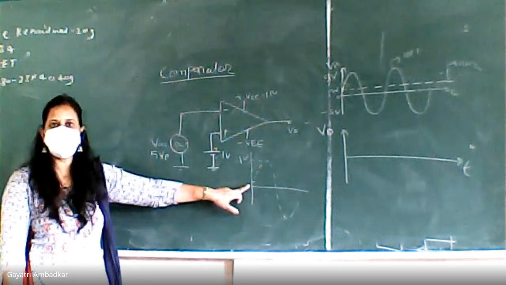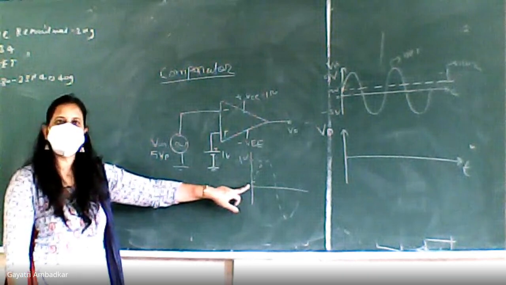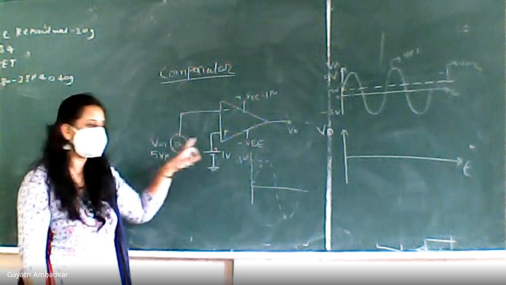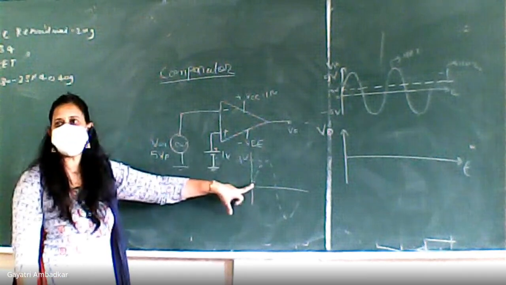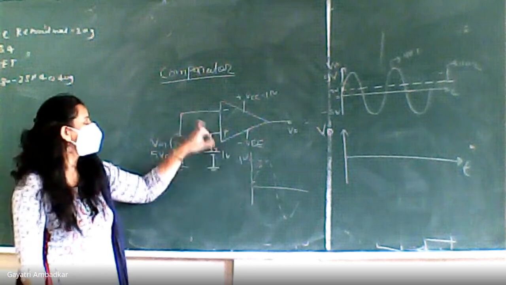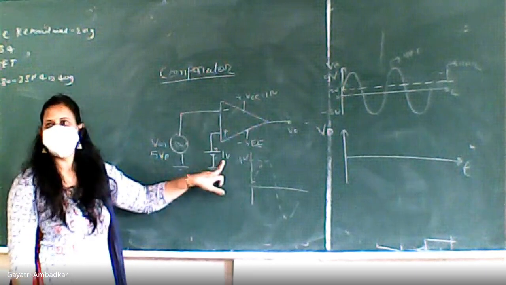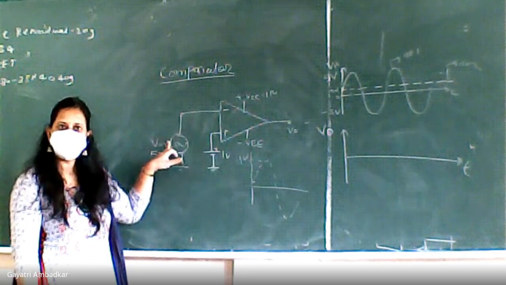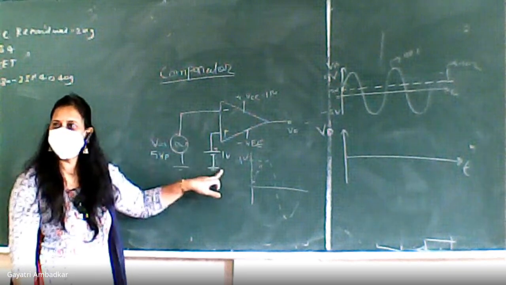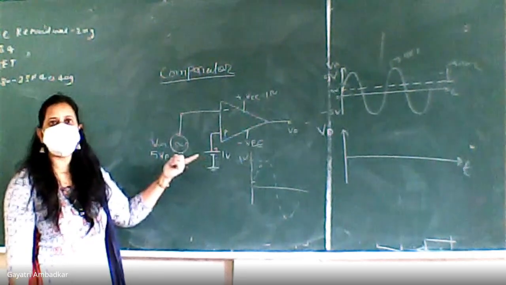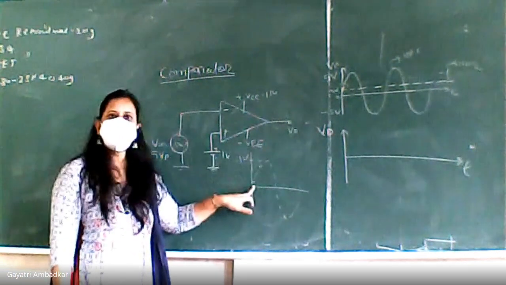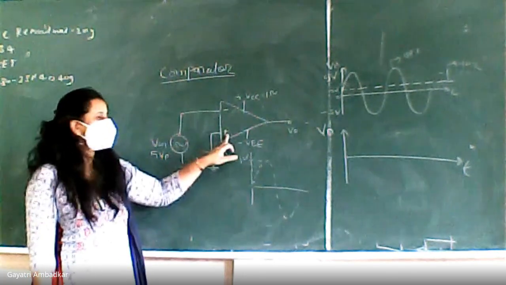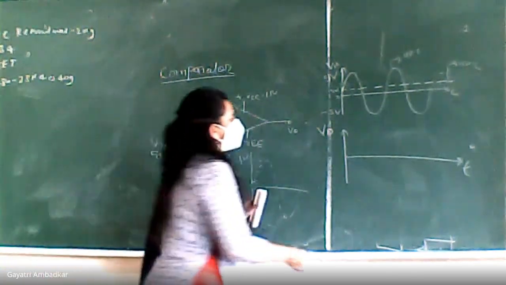At instant 0 of this input waveform, who is greater? When it is the 0 instance of the sinusoidal input, who is greater, this one or this one? This one is fixed, not changing; this one is changing. This is constant. So who is greater? What is the value here? 0. Here? 1 volt. Who is greater? This is greater. Where is it connected? To positive. What will I get as output? Plus Vsat.